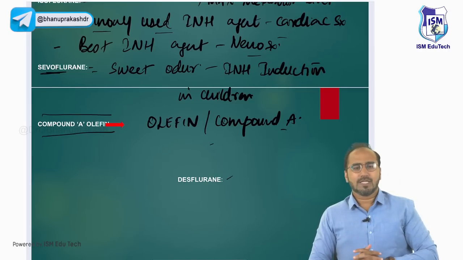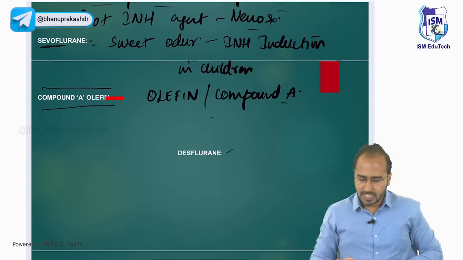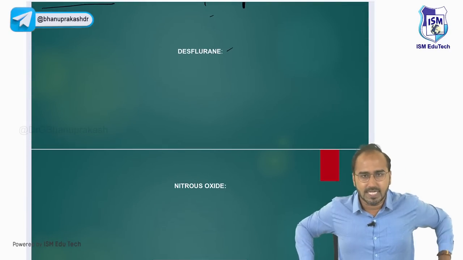So guys, coming to the next inhalational agent, which is desflurane. Not last but one. Tell me one or two points about desflurane that you know, so that I can move ahead. Come on. Best agent for cardiac, but not used. Why is it not used for cardiac? Because it's very costly. Good.